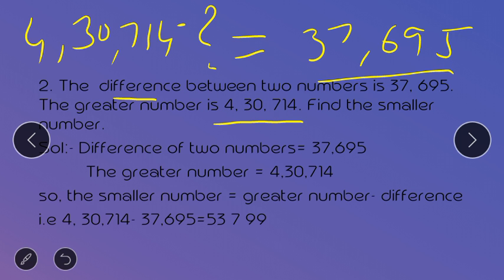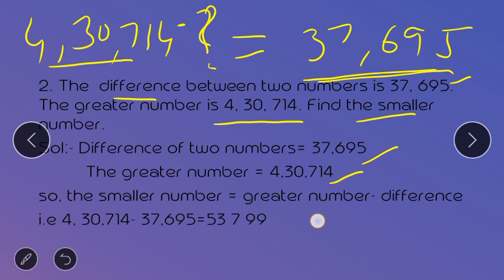Clear, children? So how will you do the question? The difference of two numbers is this. The greater number is this. Now how will you find out the smaller number? See, children, if we subtract from this number, the result you will get is that question mark number. So the smaller number equals the greater number minus the difference.